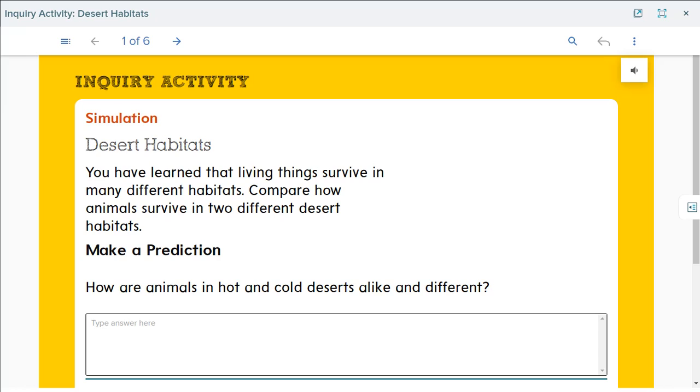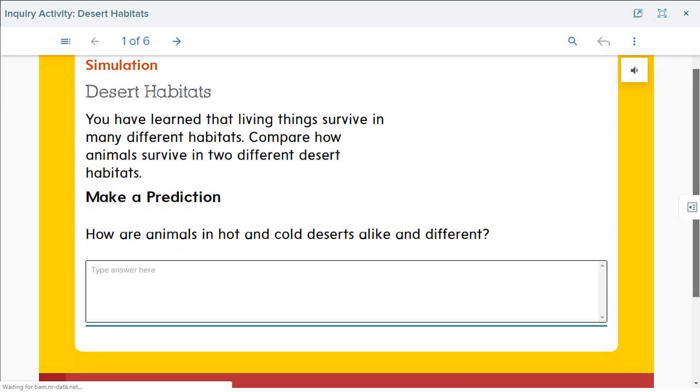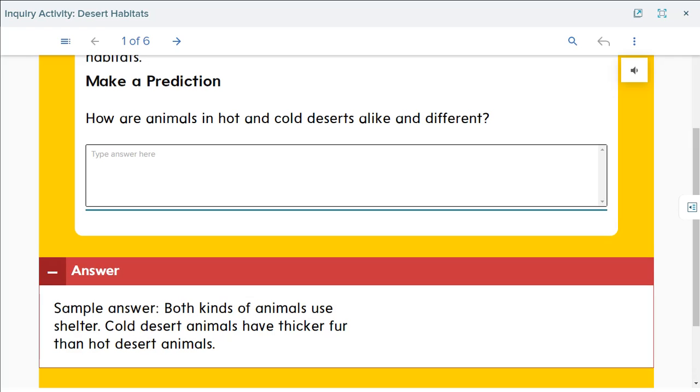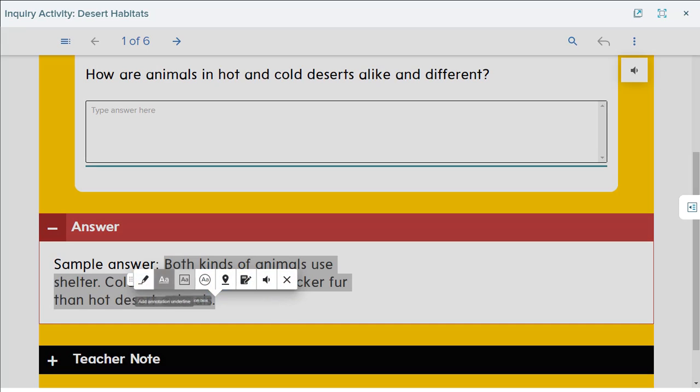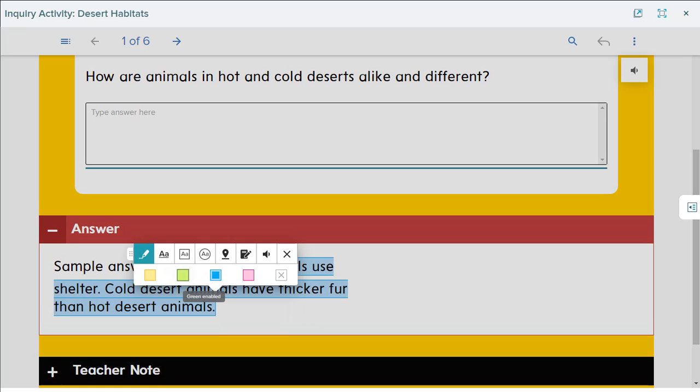Both of them live in a hot or cold place. They can deal with extreme heat or extreme cold. So both of them can find shelter in their places. But maybe cold desert animals have thicker fur. Okay, so this is the answer. Write it. I will highlight it for you. Stop the video here to write it.